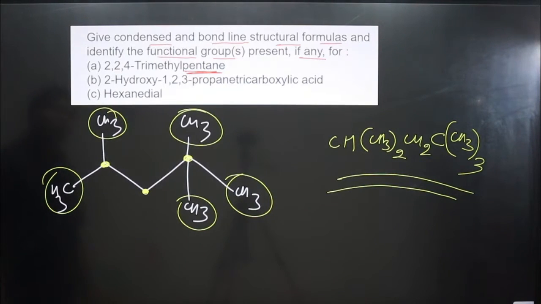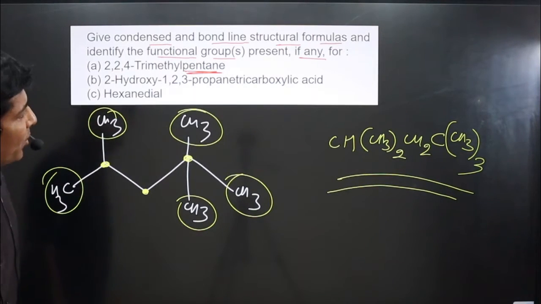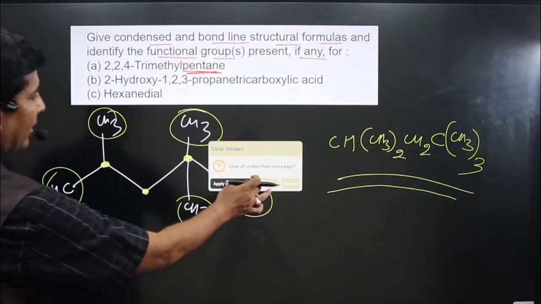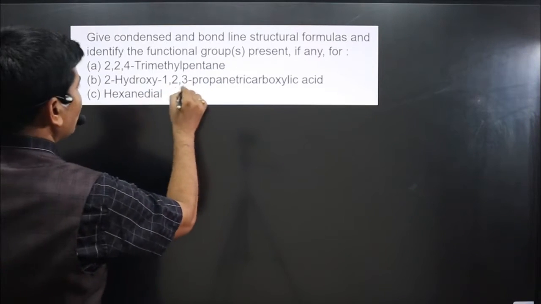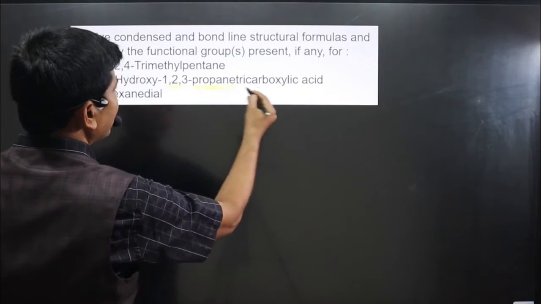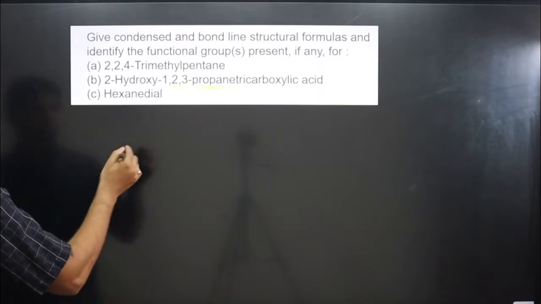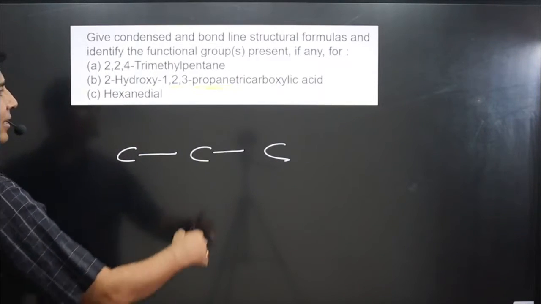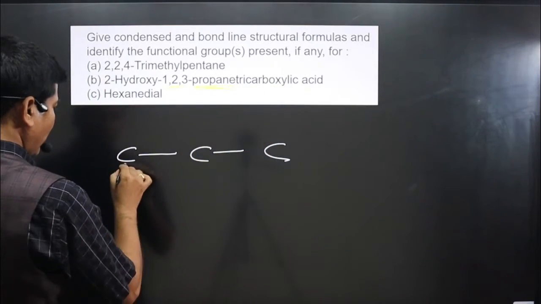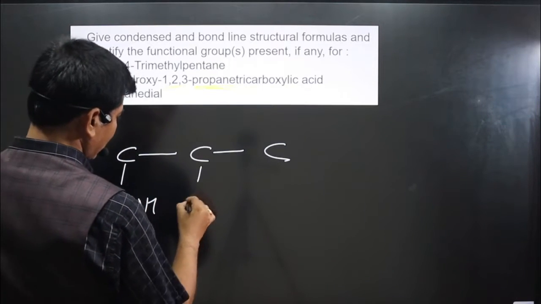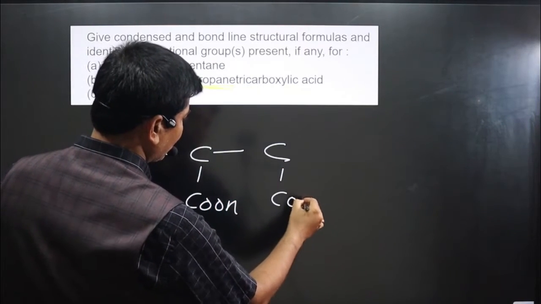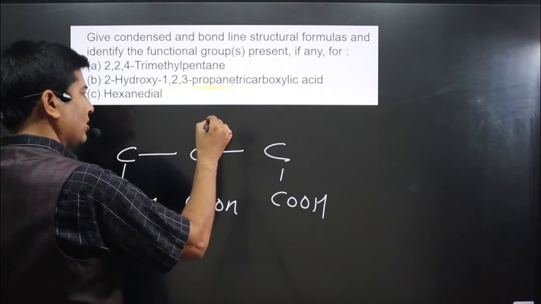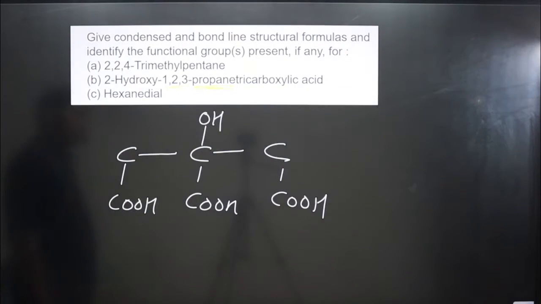Move on to the next one, 2-hydroxy-1,2,3-propanetricarboxylic acid. Very interesting compound we have. Propane is the parent chain, and tricarboxylic acid. How many carbons in propane? 3 carbons: 1, 2 and 3. Tricarboxylic acid: to each of carbons 1, 2, 3 a COOH group is attached. This is the functional group. But it says 2-hydroxy, so to the second carbon an OH group is attached.